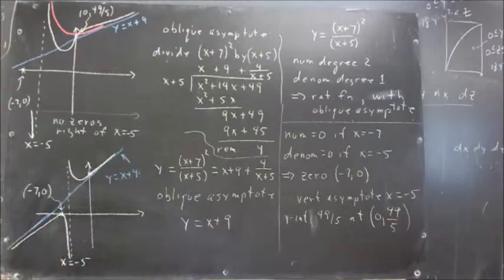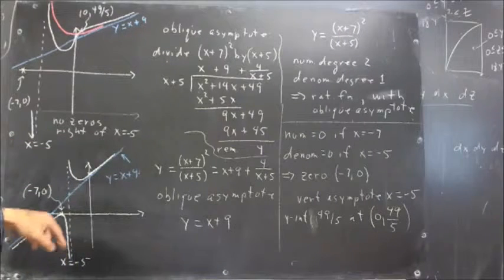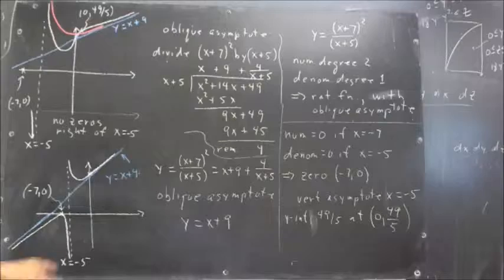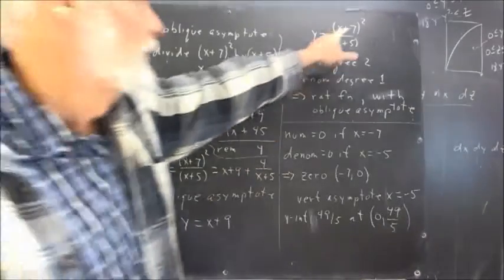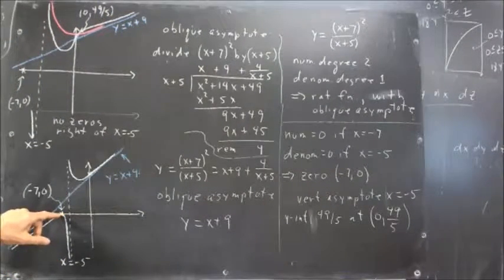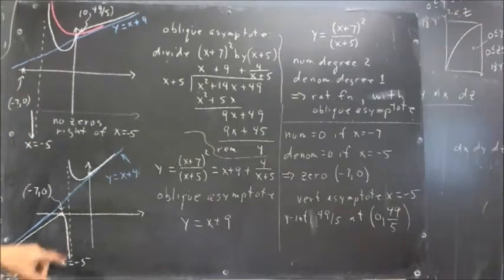The function will approach the x equals negative 5 vertical asymptote through negative values, because to the left of x equals negative 5, the denominator is always negative, the numerator stays positive, being a square. We have to go through this 0 at negative 7, 0. How do we do that?